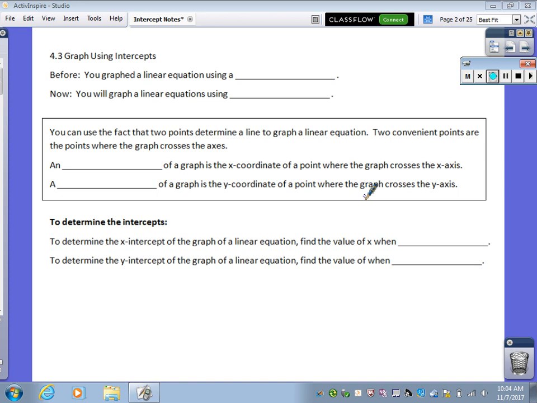Okay, today we're going to be learning about x and y intercepts. Before, when we were graphing, you were using a table of values that, if you remember, looked something like this. You would pick x values, plug them into your equation, get your y values, and that would give you your ordered pairs. Well, that still works, and sometimes that's our best method. Today we're going to use another method, and we're going to use intercepts.